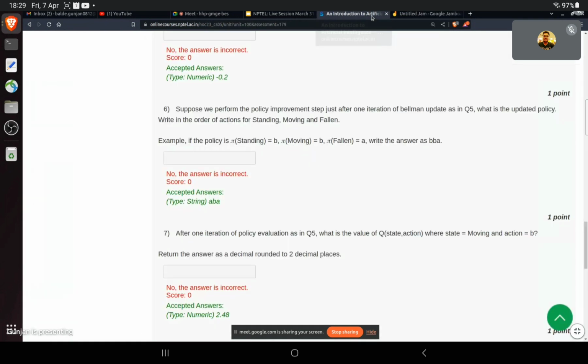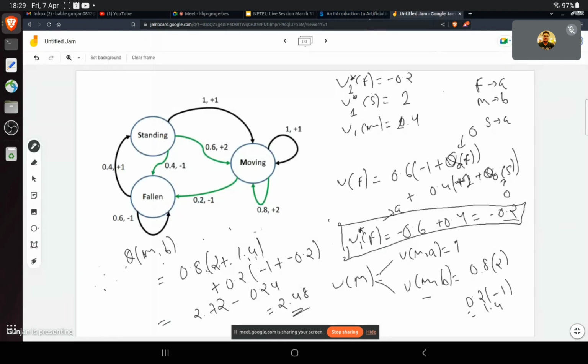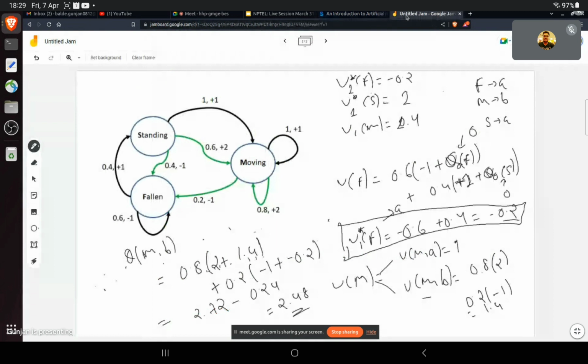Another way would be, instead of using minus infinity, to think of it like this: there is no action at all, so you can't take it. If you're already fallen, you can't move your leg fast, right? Yes, I got it. Then the second one is where you got 2.48.